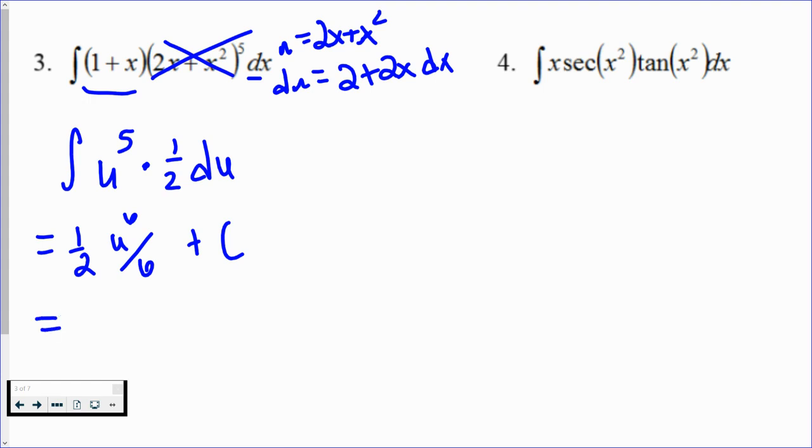So let's rewrite this with our u plugged back in. 1/2, and then we have 6 on our denominator, so let's multiply. 1/2 times 1/6 gives us 1/12. Then we have u to the 6th power, so that's 2x plus x squared, all to the 6th plus c.